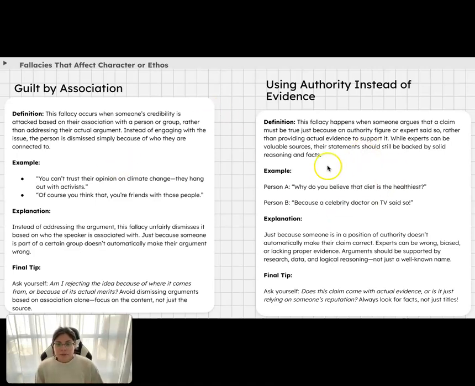We also have using authority instead of evidence. This specific fallacy argues that a claim must be true because an authority figure or expert said so. Think about those toothpaste commercials, like 9 in 10 dentists recommend the brand of the toothpaste. Again, we may think, oh, 9 dentists approve of this toothpaste, so it must be good. So this is using authority to validate a claim.